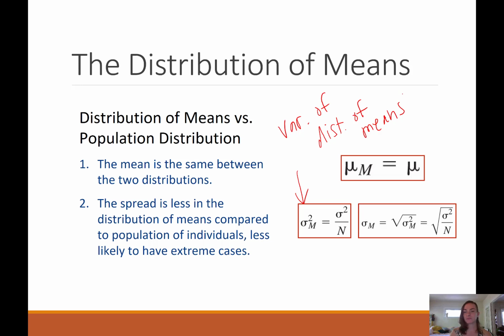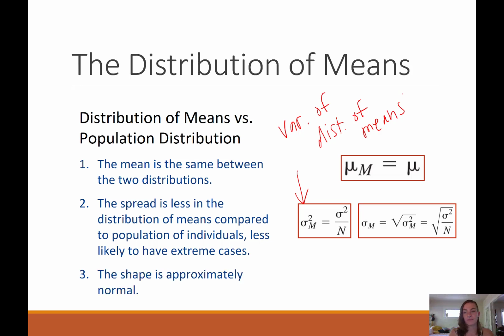And as always, I know that the standard deviation and the variance are related. The variance is just the square of the standard deviation, or in other words, the standard deviation is the square root of the variance. So once I calculate the variance of the distribution of means, I can take the square root of that value to get the standard deviation of the distribution of means.